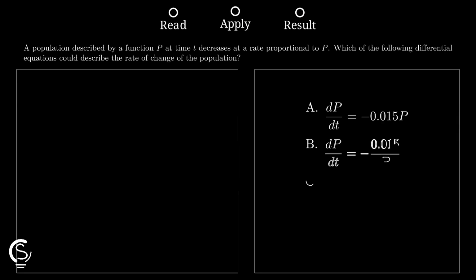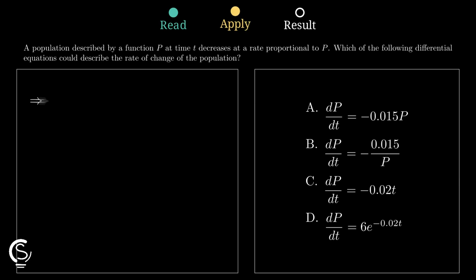The problem states the rate of change is proportional to the population itself. This means our derivative must be equal to a constant multiplied by the variable p right now. Because the population is decreasing over time, that constant of proportionality must be negative. We need an equation where the derivative equals a negative number times the current population p.